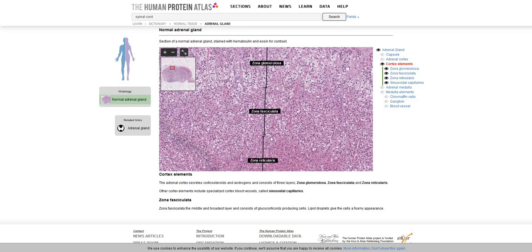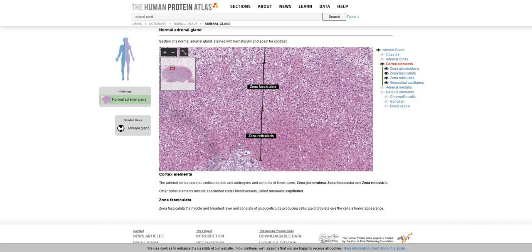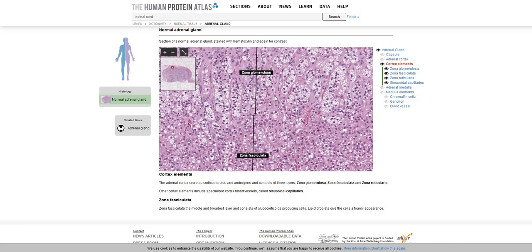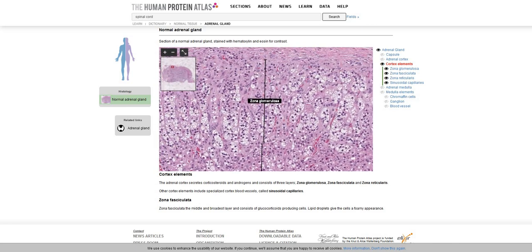hopefully you can start to pick out those patterns where zona reticularis is going to be that darkest layer, fasciculata is that middle layer where the cells have a little more space in between, and then glomerulosa is where we have those clusters of lighter stained cells separated by those vertical trabeculae.